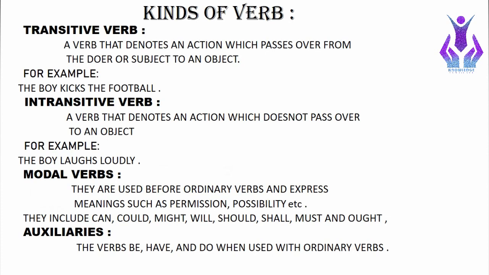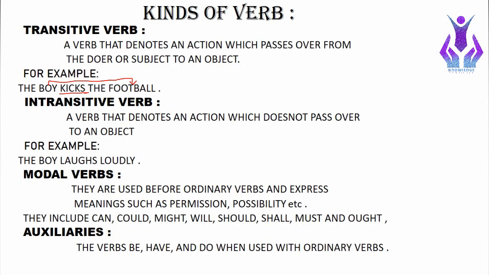Transitive verb: a verb that denotes an action which passes over from the doer or subject to an object. When an action passes from the doer, the subject, to an object, it is called a transitive verb. For example, the boy kicks the football. Here the word kicks is a transitive verb, as the verb kick passes over from the doer, the subject boy, to the object football.